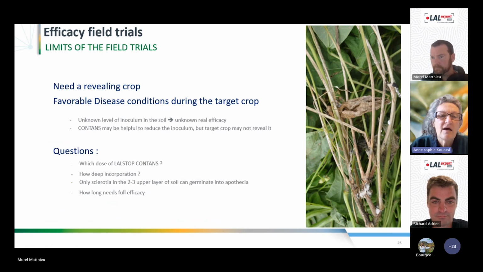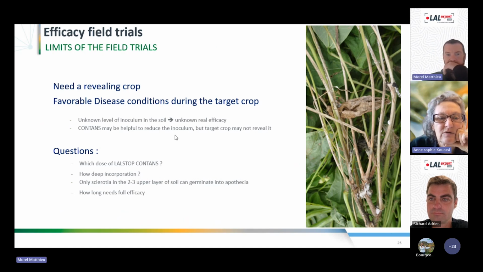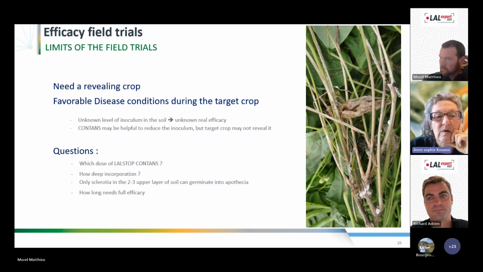So after getting these results, we were very pleased and satisfied, but it doesn't answer all the questions that we had about how it functions in the soil, because the problem in these trials is that we need revealing crops that come after many years of application. We also need in this crop that the conditions are favoring the disease, and it's not always the case. So we had to set up a different organization and different trials to answer the questions: which dose of Contans is really needed, how deep incorporation is needed, and how long is needed for full efficacy.